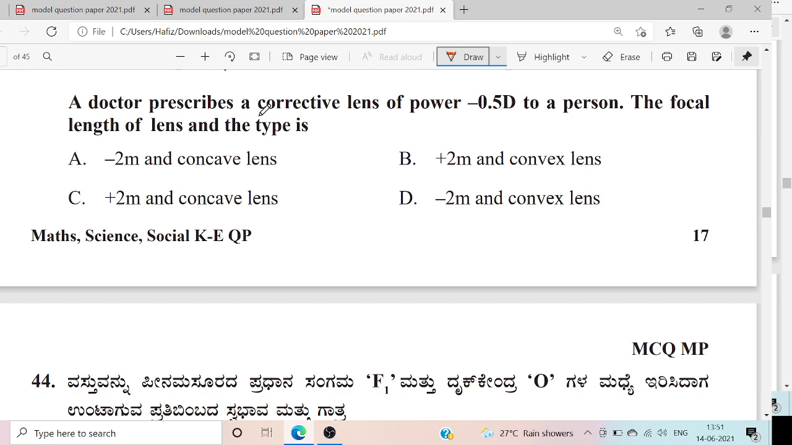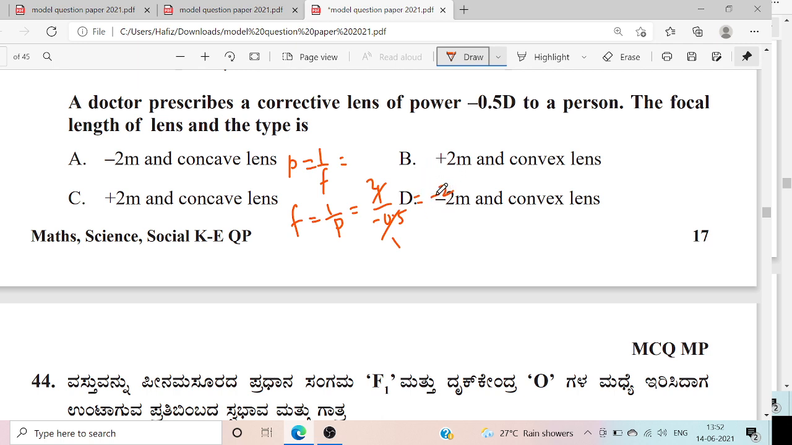A doctor prescribed a corrective lens of power minus 0.5 diopter to a person. The focal length of the lens and the type of the lens is. Look here, we have the formula to find the power, that is, power is equal to the reciprocal of focal length, right? So now we'll have to solve it for focal length, which we are supposed to find here. Since power is given, let me write it, that is minus 0.5. Okay, so the answer will be 1 by 0.5, that is, minus 2 you are getting.